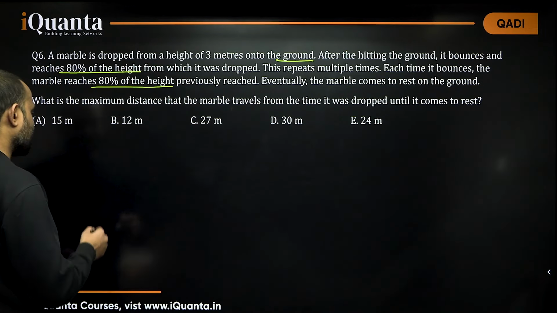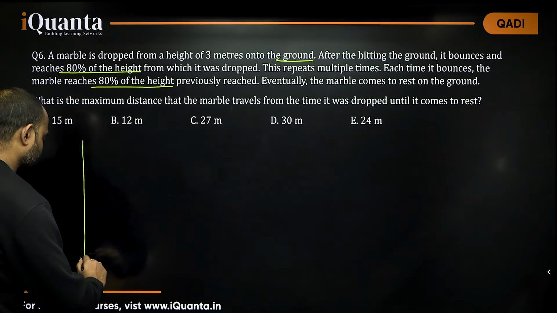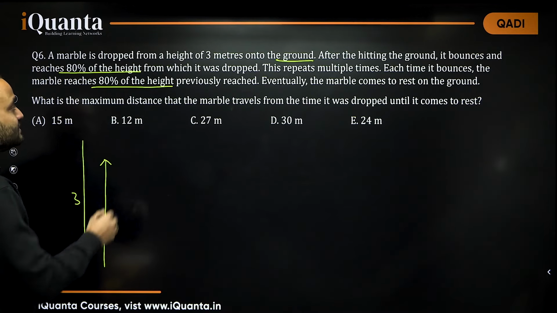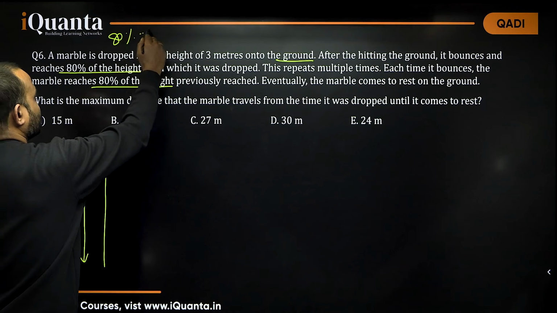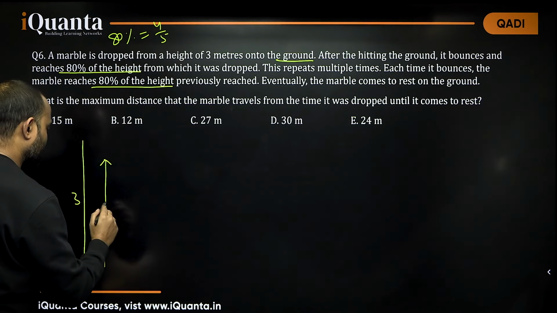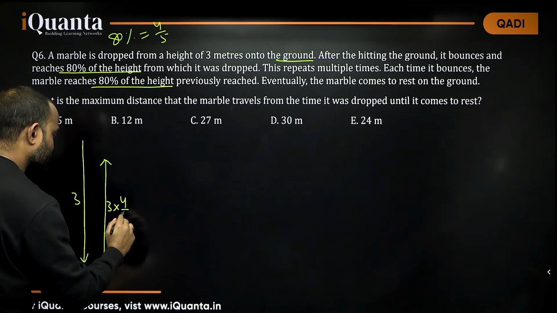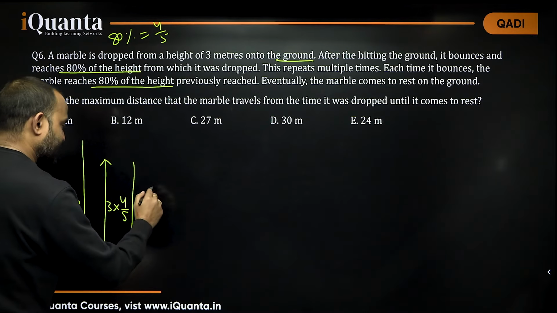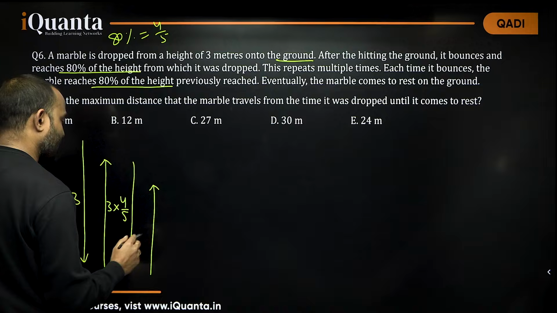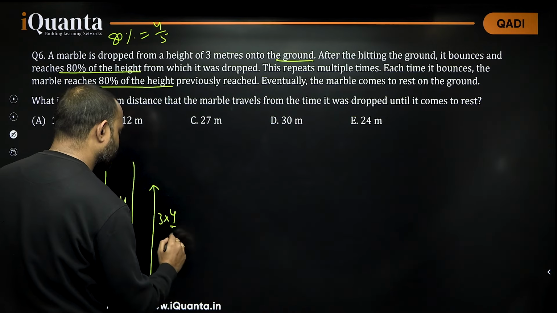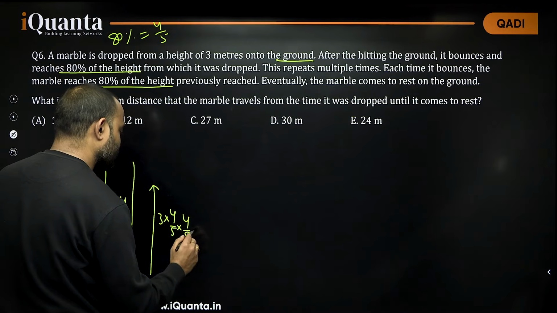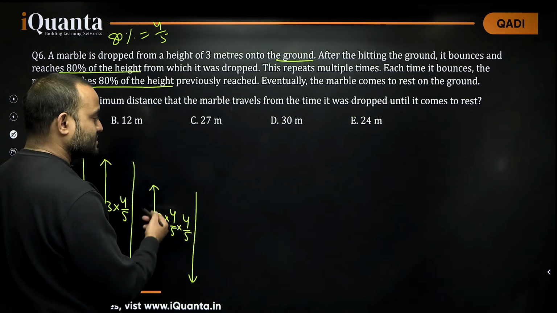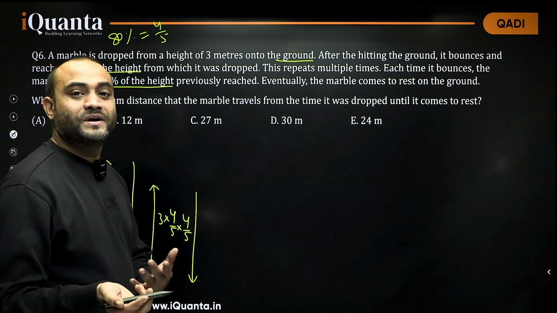So, the situation is something like it was dropped from a height of 3 meters. Now, it will bounce back 80% of this height. 80% is nothing but 4 by 5, correct? So, it will bounce back with this height, 3 into 4 by 5, and then it will drop by the same height. Then again it will go up with a height of 3 into 4 by 5 into 4 by 5. Then again it will drop from this height. Then again 4 by 5 times of this. So, basically this is nothing but a geometric progression.